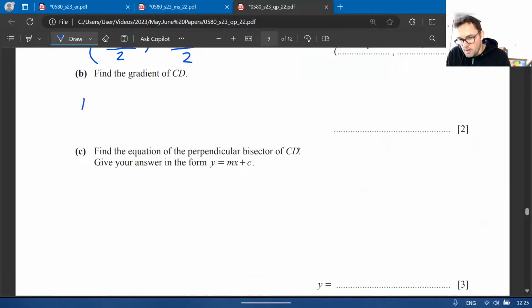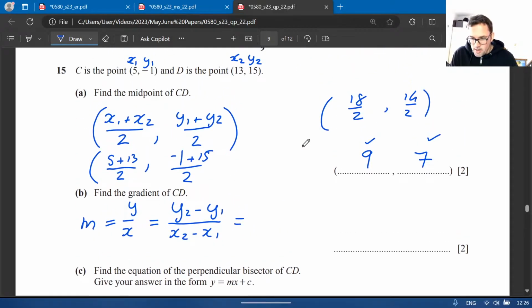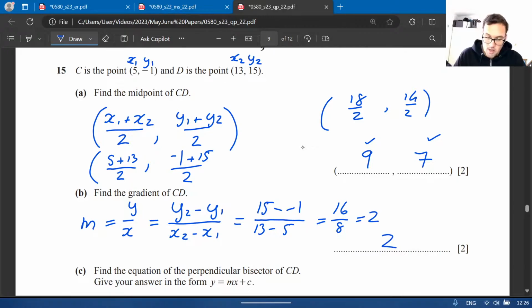Well, you need to know the formula. Gradient being the change in y over the change in x means we need to get the difference between the two y coordinates and divide it by the difference of the two x coordinates. Here y2, remember, was 15, from which we need to subtract negative 1. Be careful with the signs there. Two minuses make a plus, so that will give us 16. Sound familiar? Then we take the x values, which is 13, and we subtract from that 5, which gives us 8. 16 divided by 8 gives us 2. Same as we saw on the sketch.